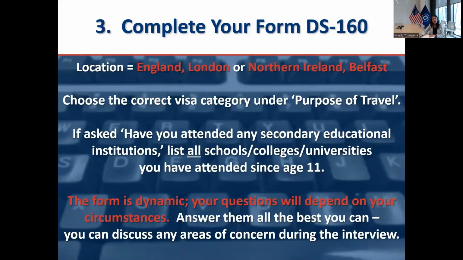Third step is completing your DS-160 online. This is the online visa application form, which you can access through the Visa Appointment Service website. After you've created your login and you're in the system, you'll be asked to select 2 locations to choose from, London or Belfast. You can select to interview at either location, whatever is convenient for you. And then appointment availability will obviously depend on which location you select.